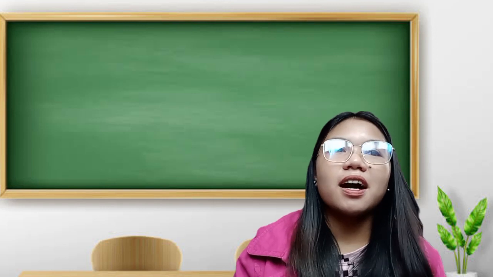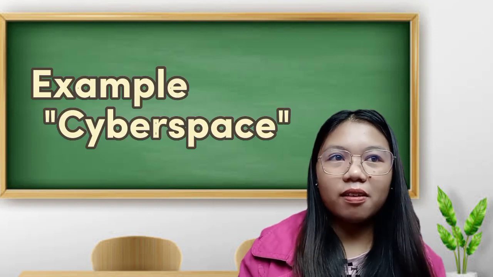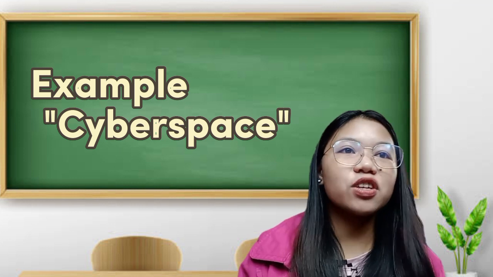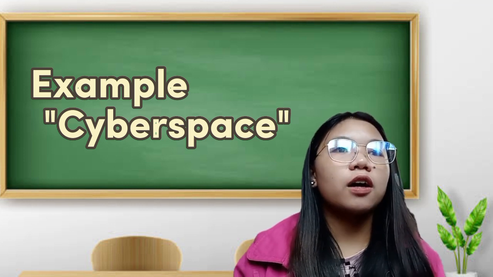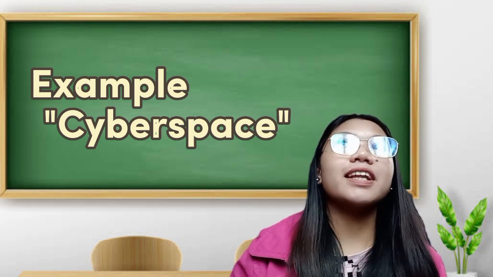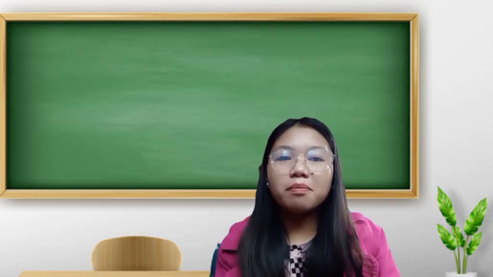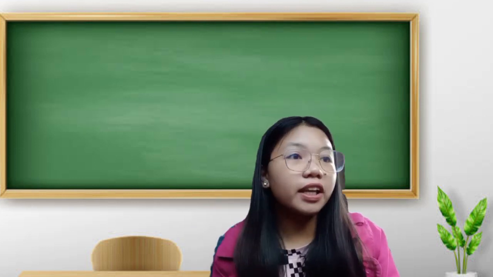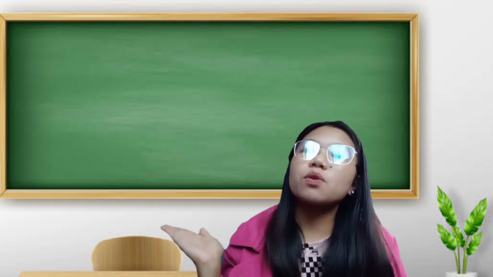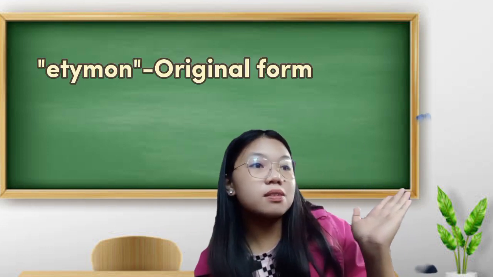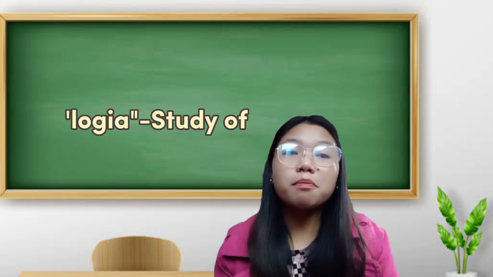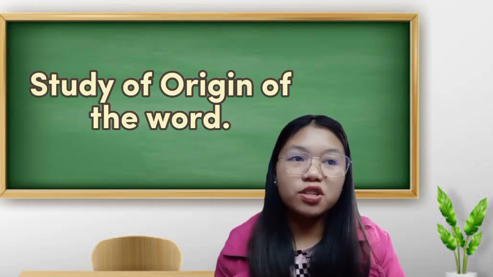a neologism. Say for example, a word like cyberspace is one of the common neologisms in English, and they have been formed by combining two separate words or concepts, and they explain an idea that didn't have its own word. Another type of word is etymology. What is an etymology? Etymology comes from a Latin word, etymologia. Etymon means original form and logia means a study of. So when you say etymology, it is the study of the origin of words.